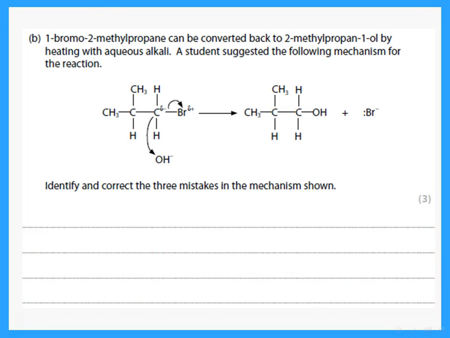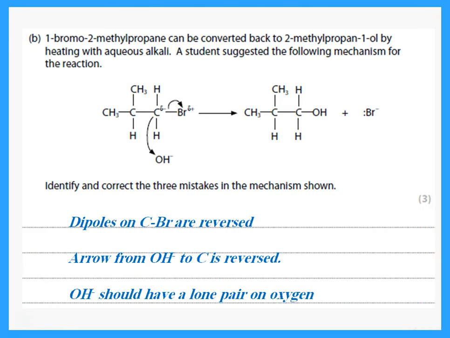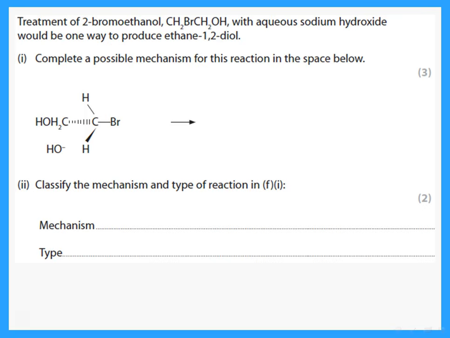First of all, the dipoles are wrong. He has a slightly negative on the carbon and a slightly positive on the Br. That's wrong. And he has the arrow going from the carbon to the OH minus. That is wrong. So the dipoles on the C-Br are reversed, and the arrow from the OH minus to C is reversed. It should go from OH minus to the C. And the OH minus should have a lone pair of electrons on the oxygen. Okay, so this is a wrong mechanism that he drew.